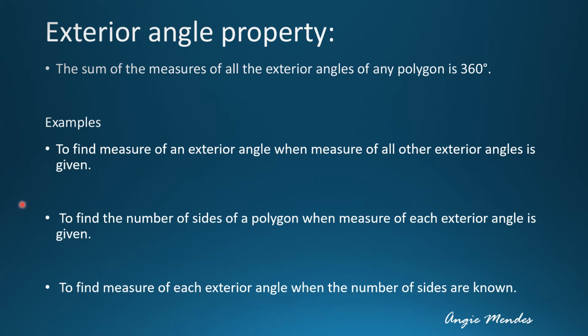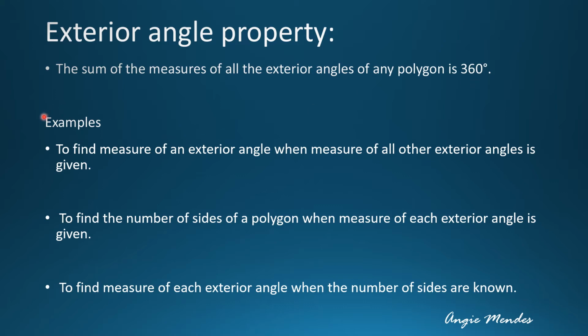Now let us see what is meant by the exterior angle property. The exterior angle property states that the sum of the measures of all the exterior angles of any polygon is 360 degrees. This means that all the exterior angles lying outside the polygon, when we add the values of these exterior angles, the total sum is going to be 360 degrees.